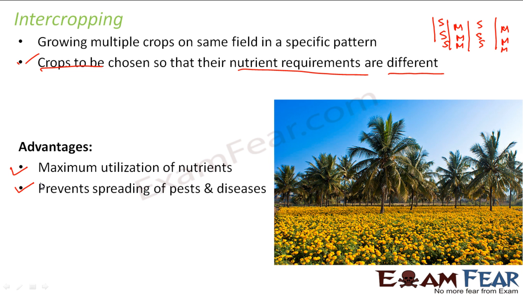Let us suppose some disease has spread to these marigold plants, that doesn't mean that the same disease will spread to the coconut plant as well, right? Because they have different requirements, different properties. So it prevents the spreading of pests and diseases. And the last technique, that is crop rotation.